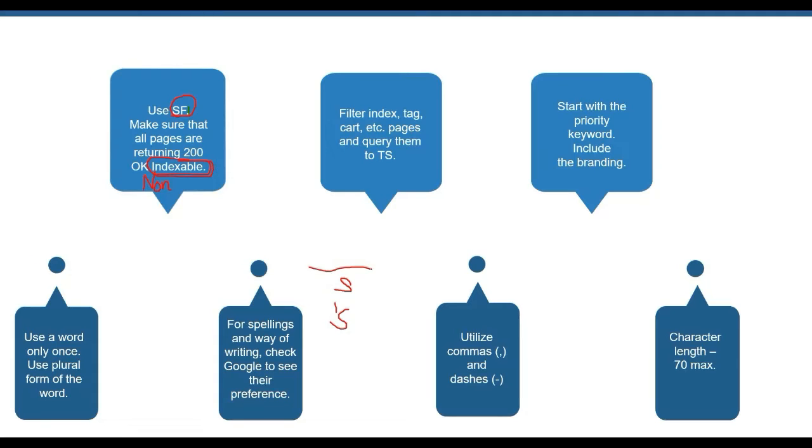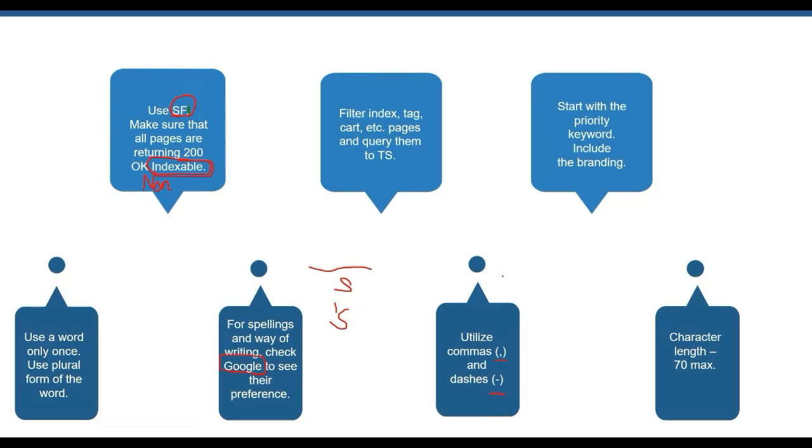Okay, so if you have no direct contact with the client, you just have to check it on Google to see what their preference is, or what your client's preference is to put in the search engine result. Okay, so utilize the use of comma and dash. We usually use this in the title tag.